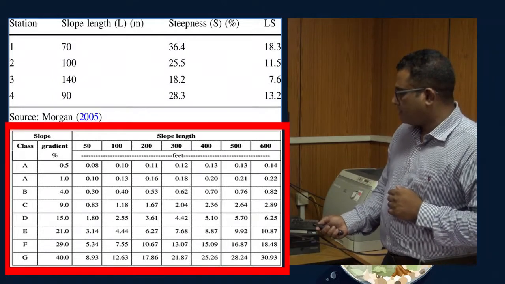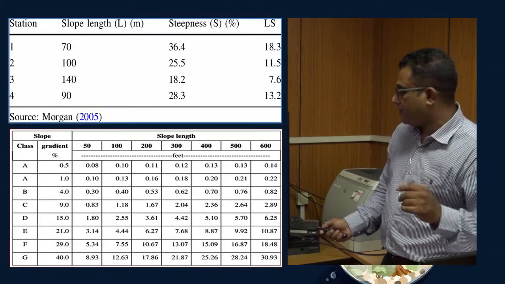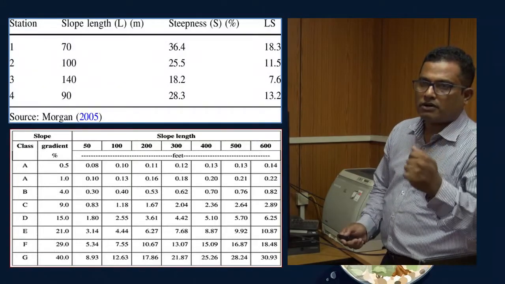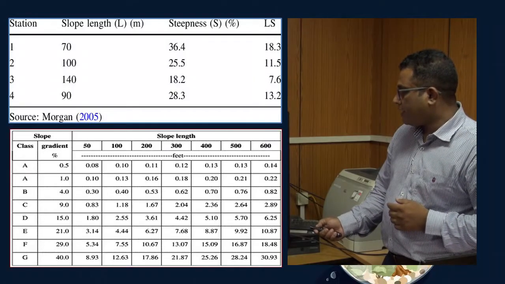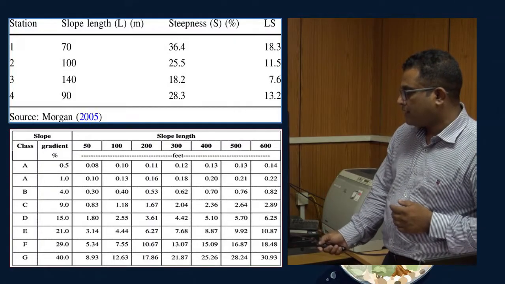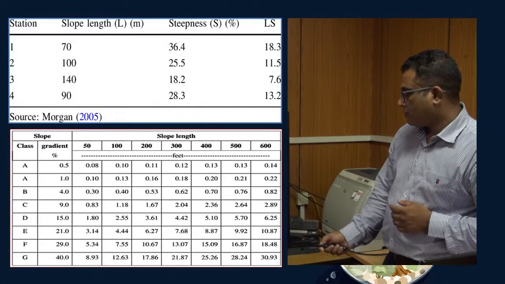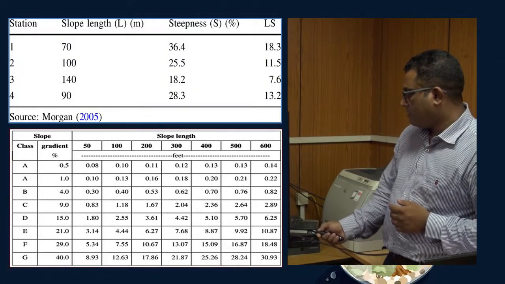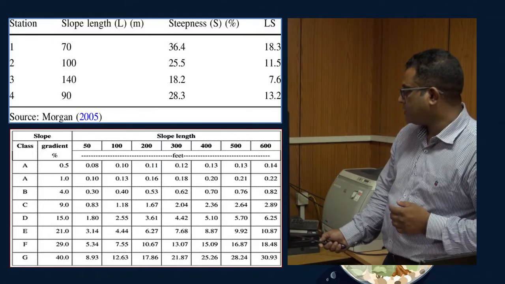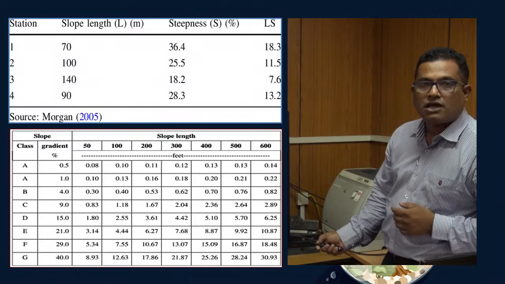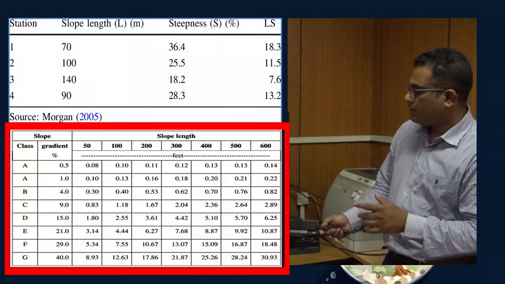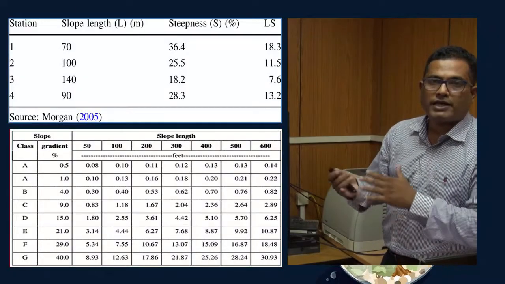See our slope length, this is in feet. Our question is in meter. 60 meter will correspond to 60 into 3.3, around 200. So 200 is our slope length, 200 feet, and our gradient or the slope is 9%. So for this 9% we see 200 coming here. The value of this LS factor, or the topographic factor, is 1.67. How did we find it? We found it through this table, knowing the value of slope as well as length of slope.